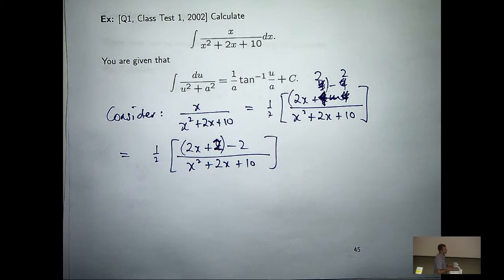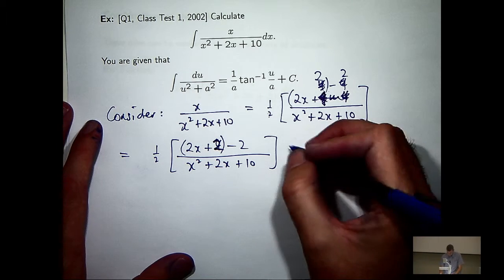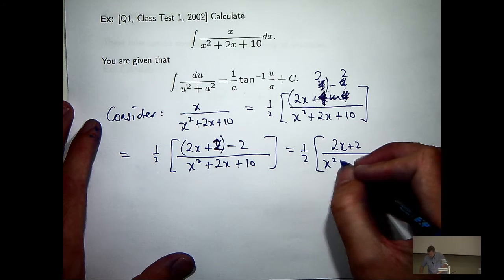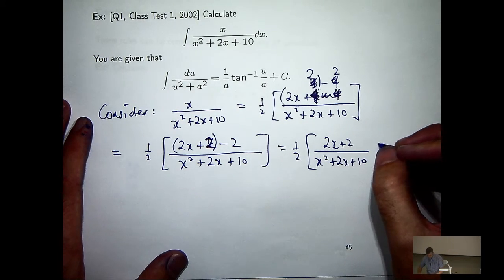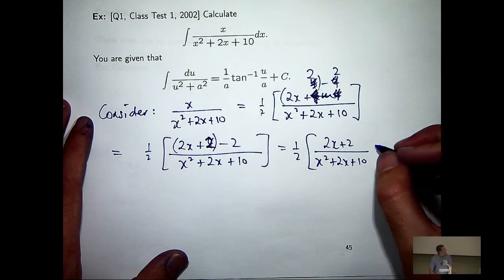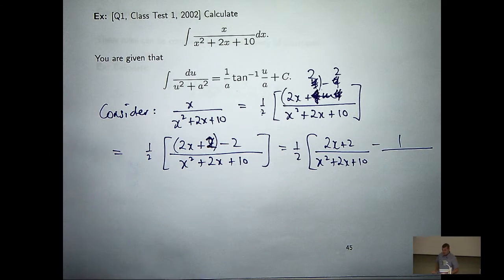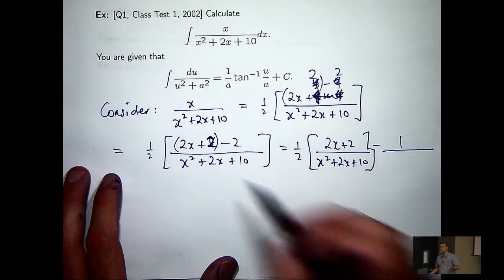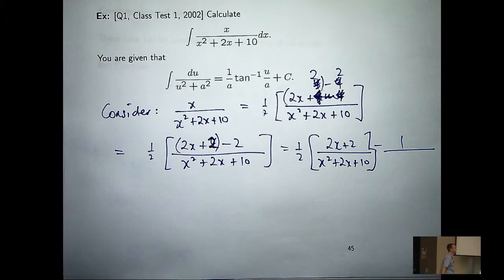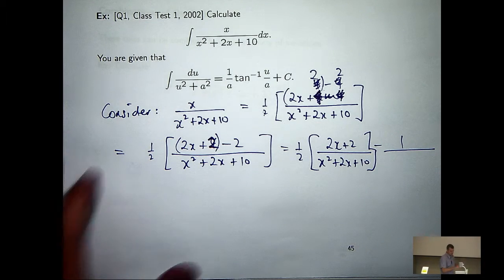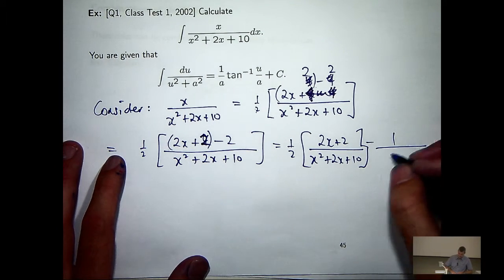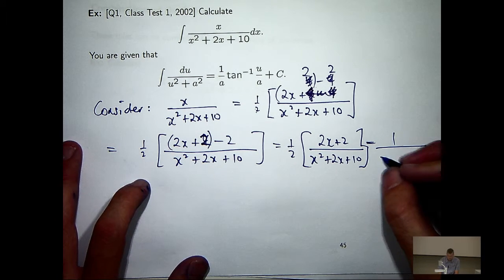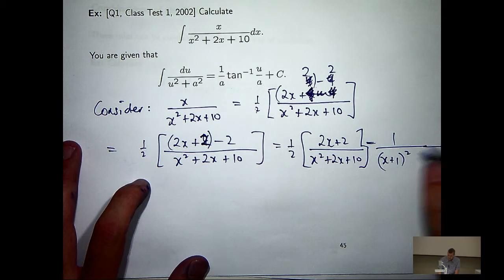Okay, so let's break that up. Now, the minus 2.5 will cancel out, so I'm going to be left with 1 on the top. Can I complete the square down here? What are we going to get? It's going to be x plus 1 all squared plus 9, 3 squared, right?